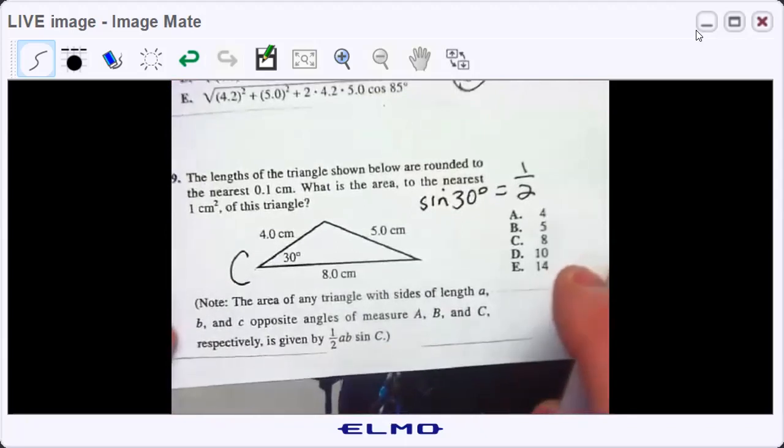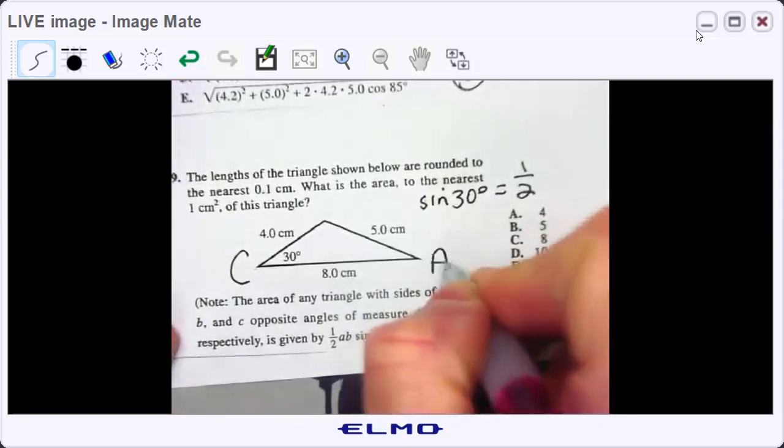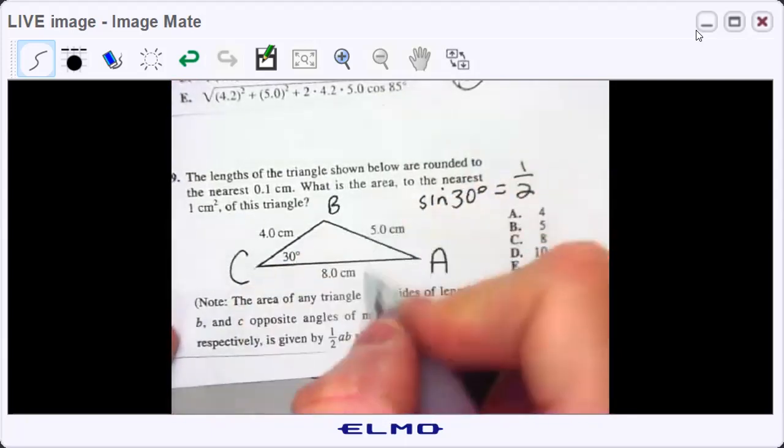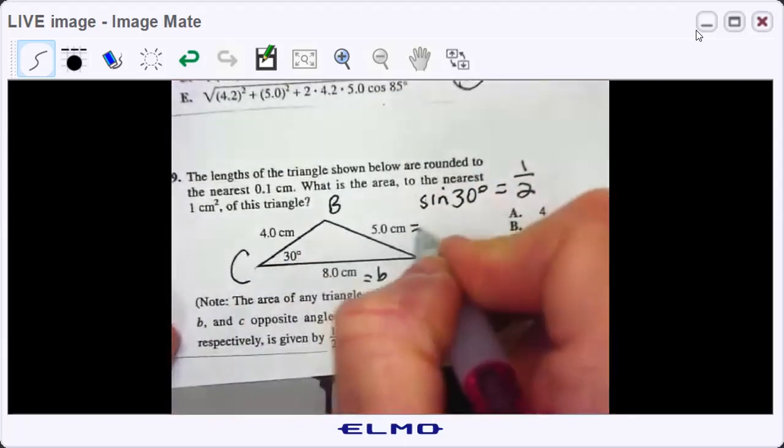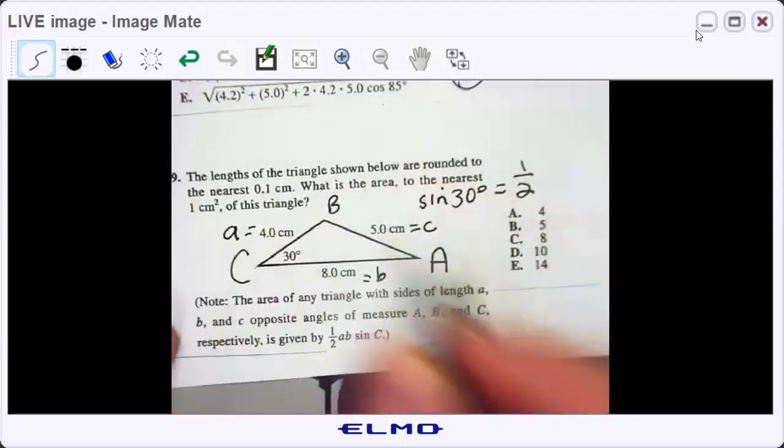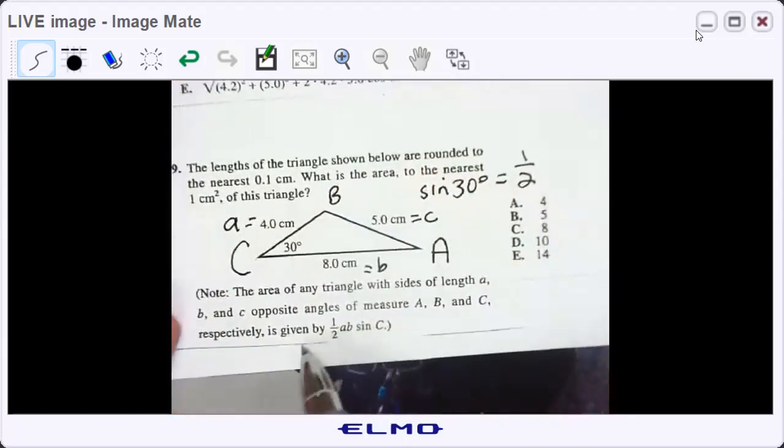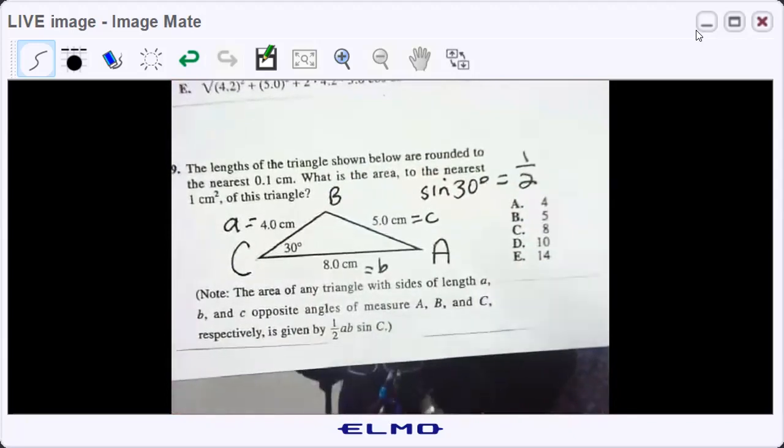All right, so now let me go ahead and label the rest of the triangle before we pause it. I call this A, I call this B, which makes this little b, little c, little a. Again, we are using a different formula, this formula right here. So pause and see if you can come up with the right answer now.